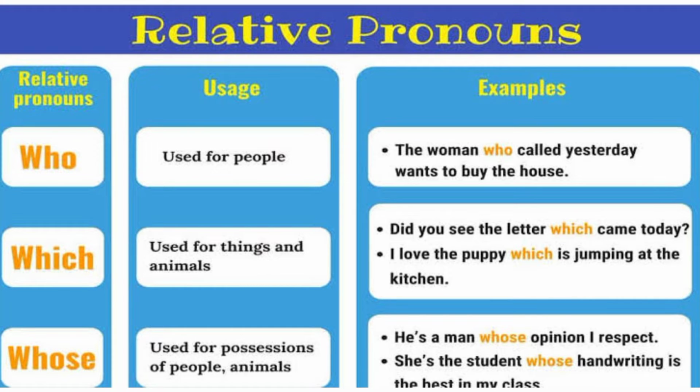Guys, note the following words which are followed by that only, like all, any, the only, the same, none, much, number, the little, the few, something, anything, nothing, and all superlative degrees are followed by that only.